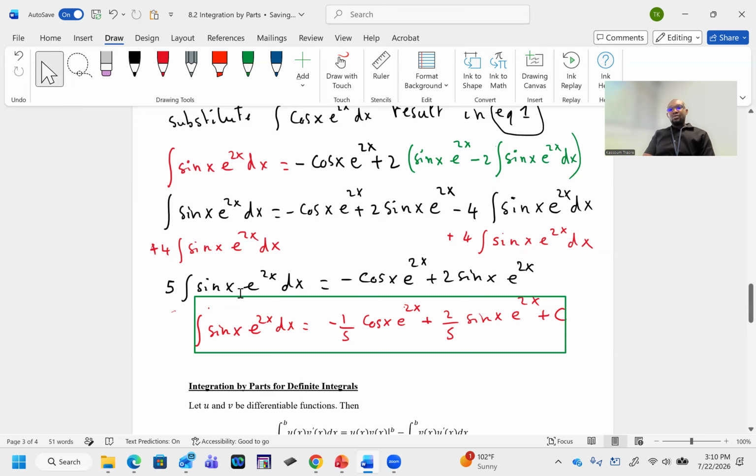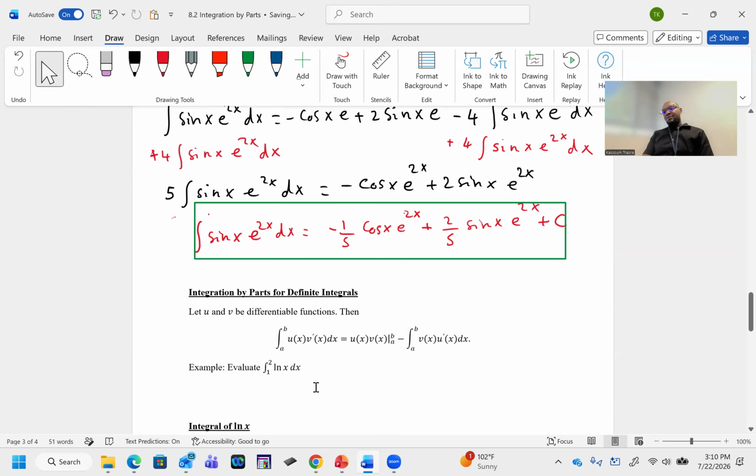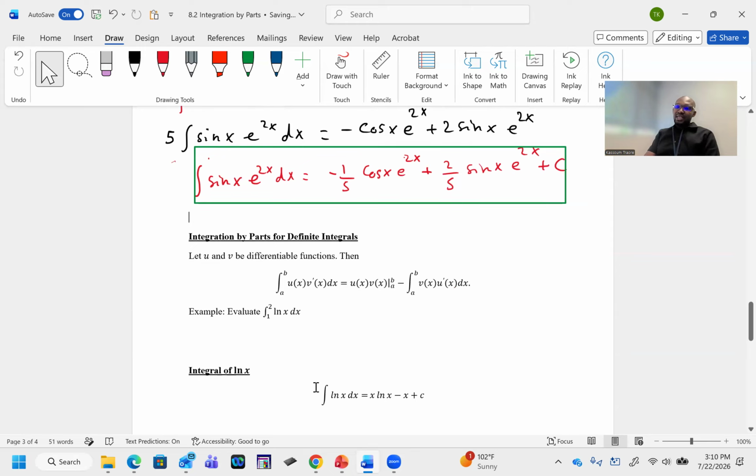Okay, so now let's move to the next one. If you understand this previous example, this is just integration by parts for definite integrals. It's the same technique, just that you have the limits of integration in this case, and that's it. But all the rest are the same, okay? So you don't have to overthink this one.